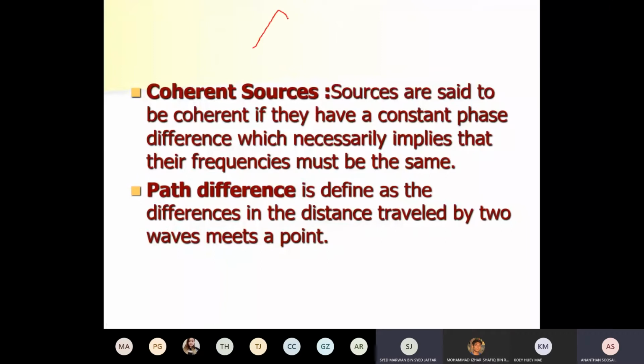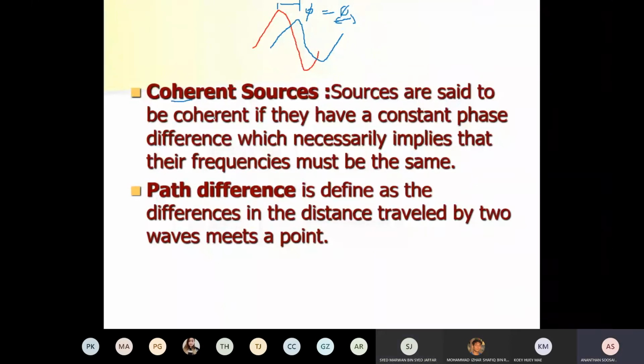For example, you have one wave like this. You have another wave like this, but a smaller wave, smaller amplitude. But the peak to peak separation is always the same. Further along, I check the peak to peak is always the same. So it has a constant phase difference. Phase difference constant, but amplitude is different. Is it coherent?